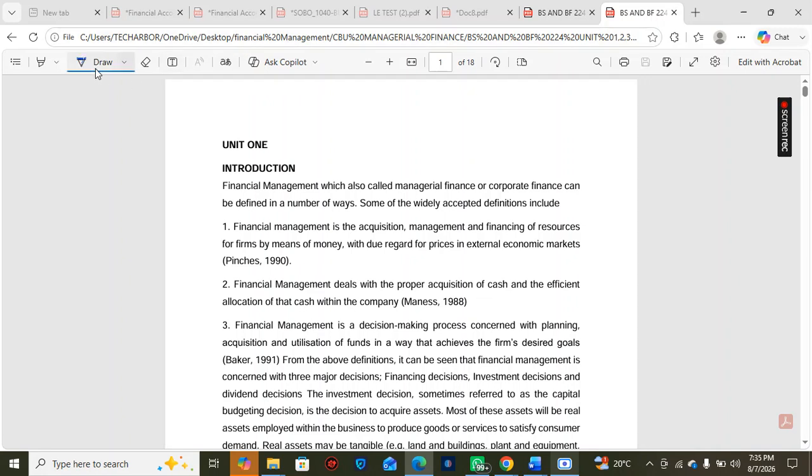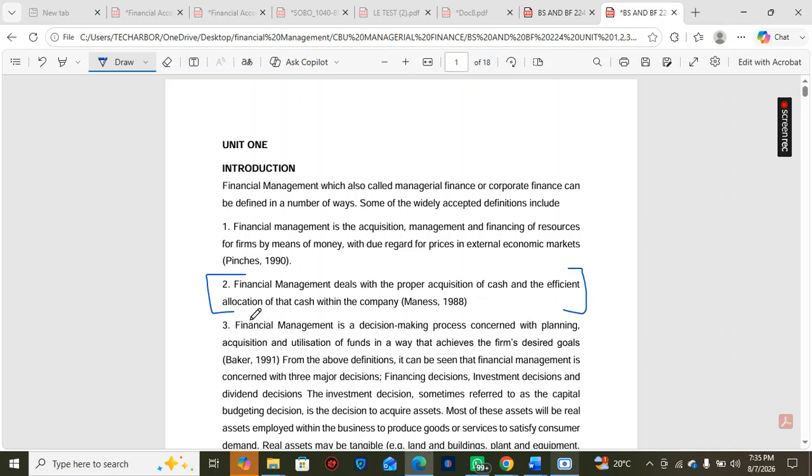Here are some other definitions of financial management. The acquisition, management, and financing of resources for firms by means of money with due regard for prices in external economic markets. Very long definition. Here's another one. Financial management deals with the proper acquisition of cash and the efficient allocation of that cash within the company. I would also say this is a good definition.